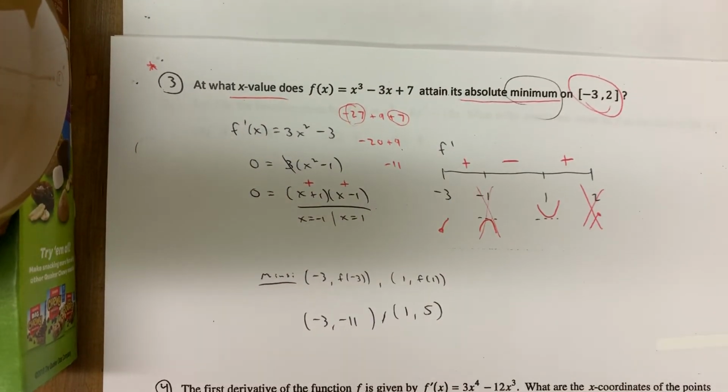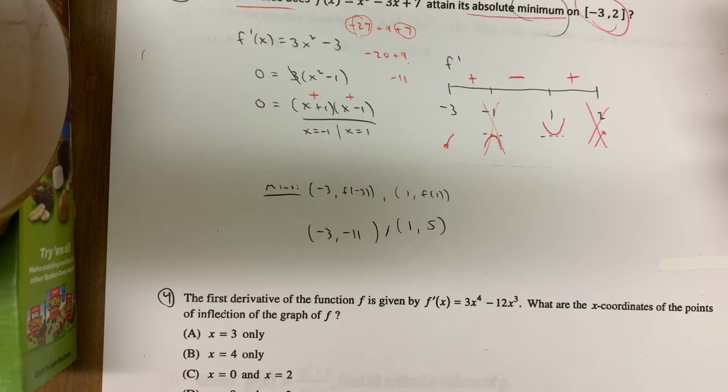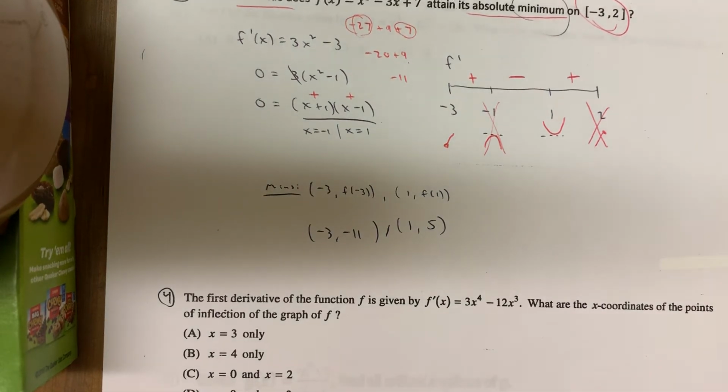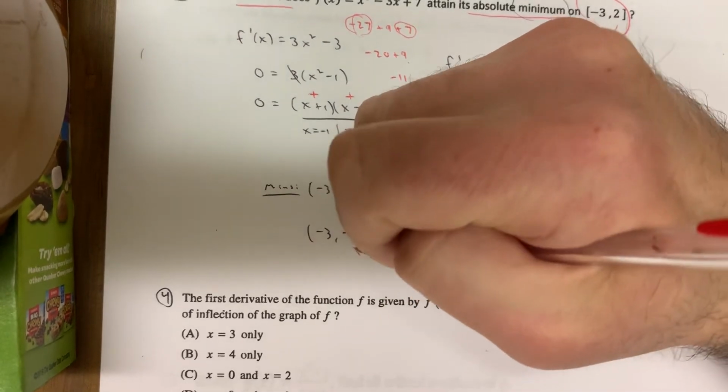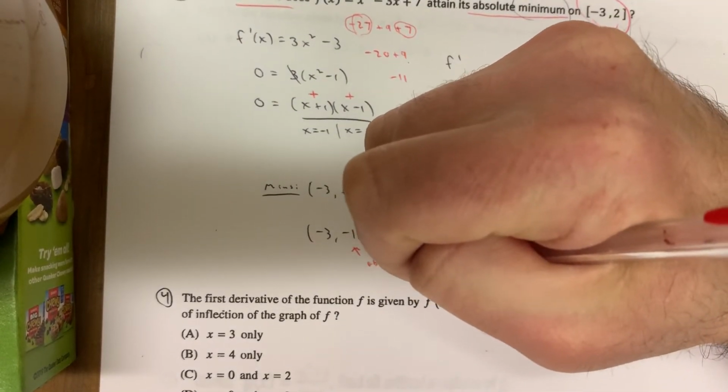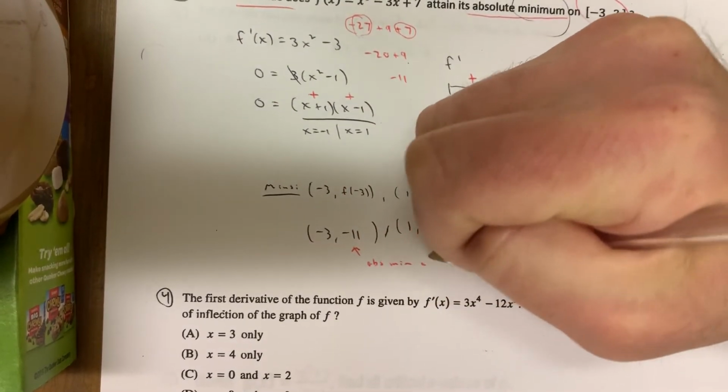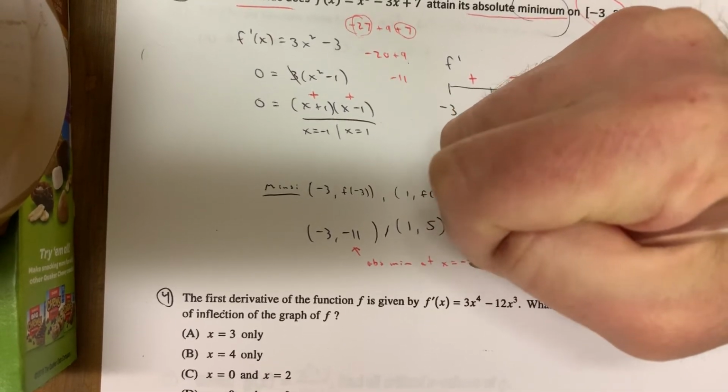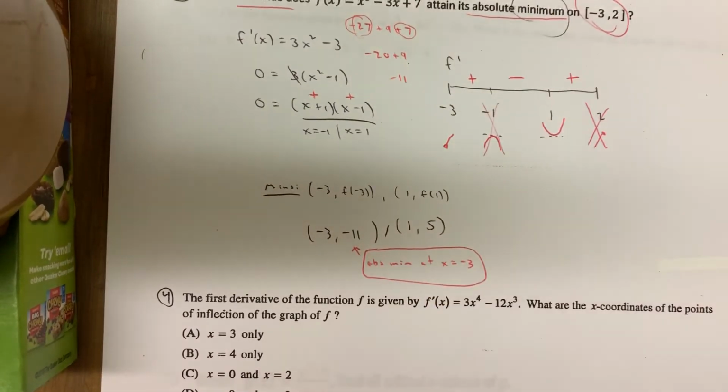And now look, you can see we're comparing y values, and we want to see which one has the lowest y value. And you can see the lowest y value right here is -11. So that means we have our absolute min at x equals -3, which is what they wanted to know, okay?